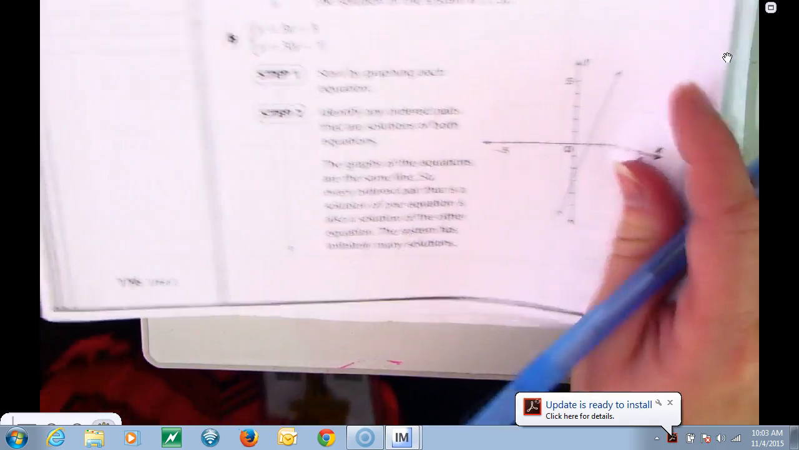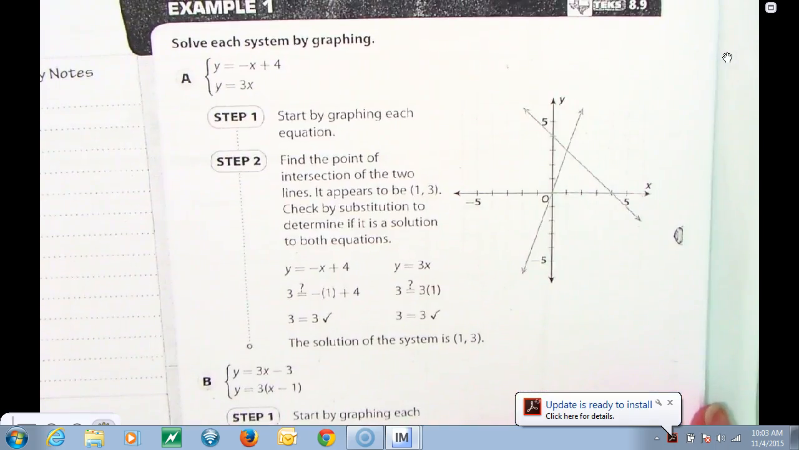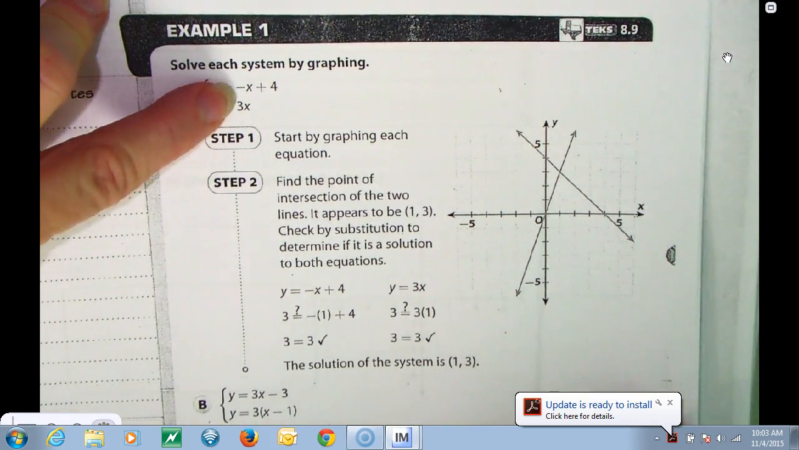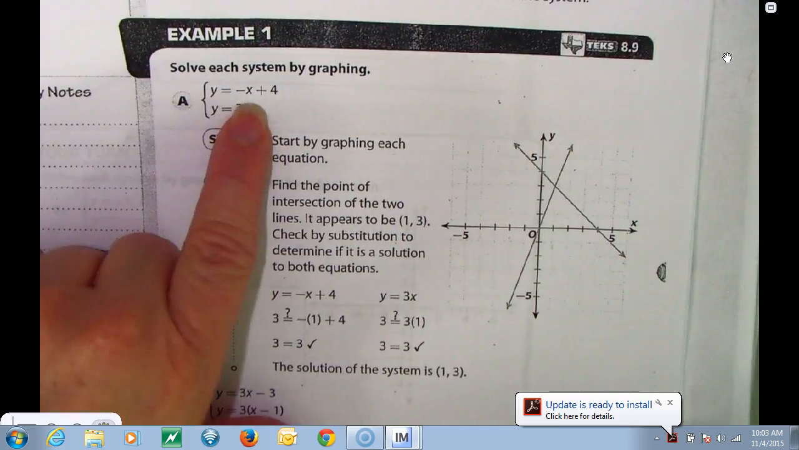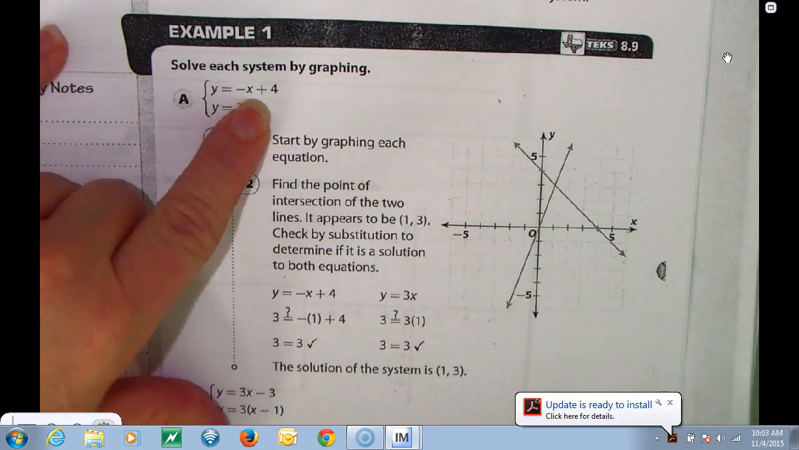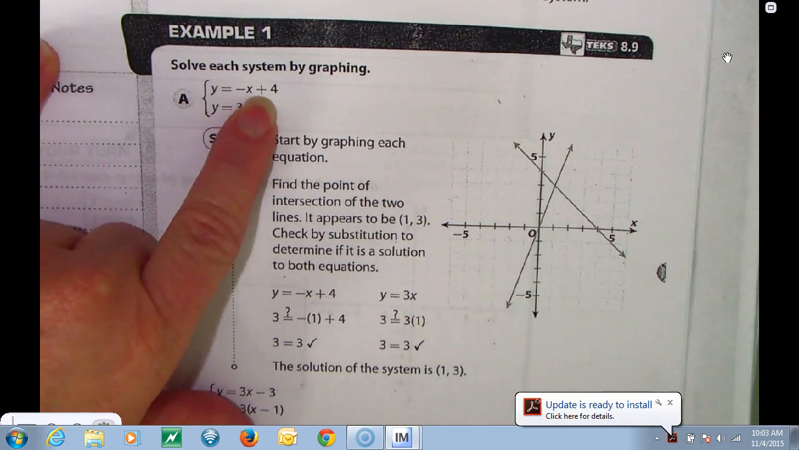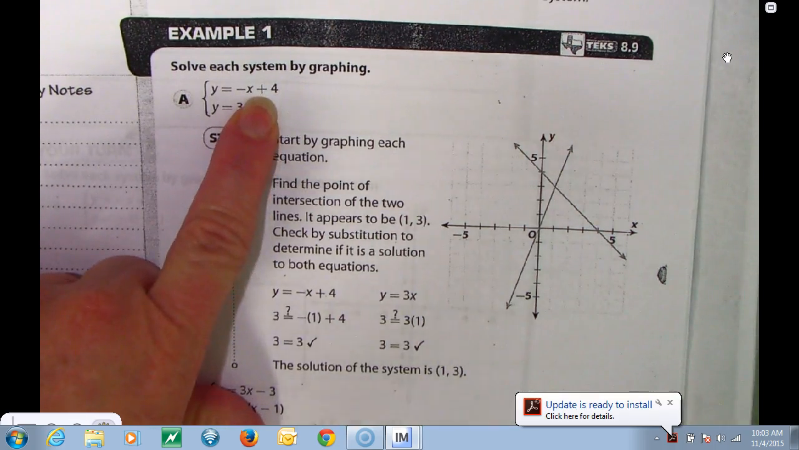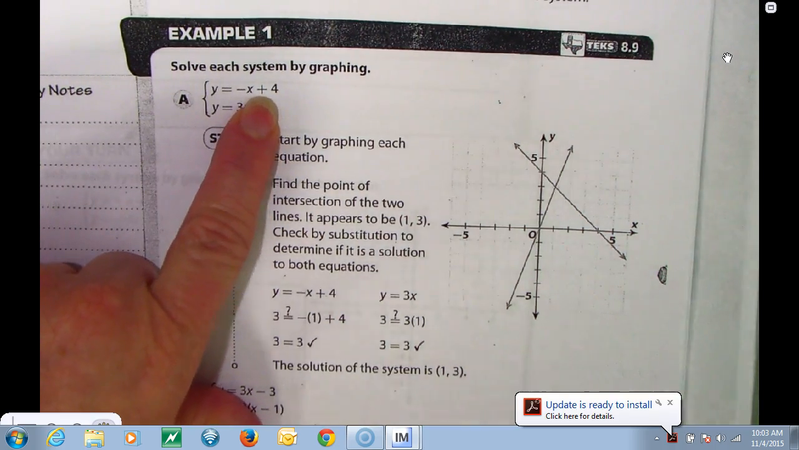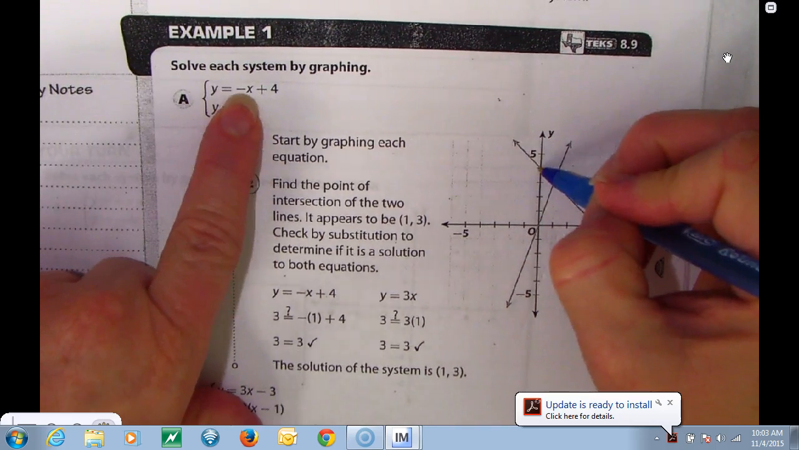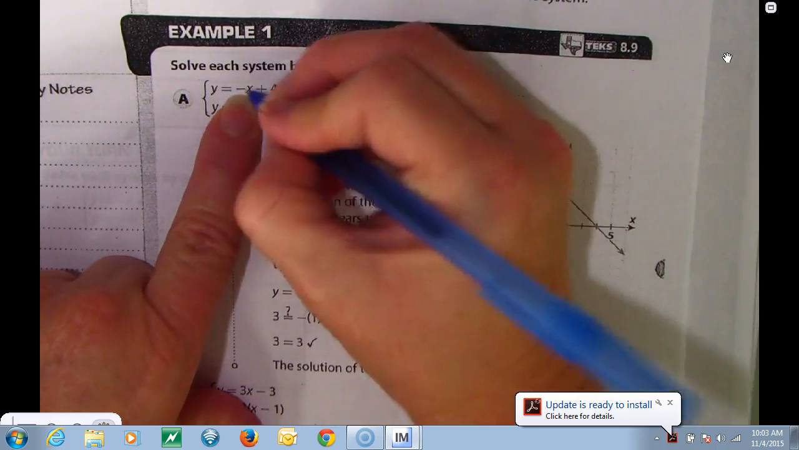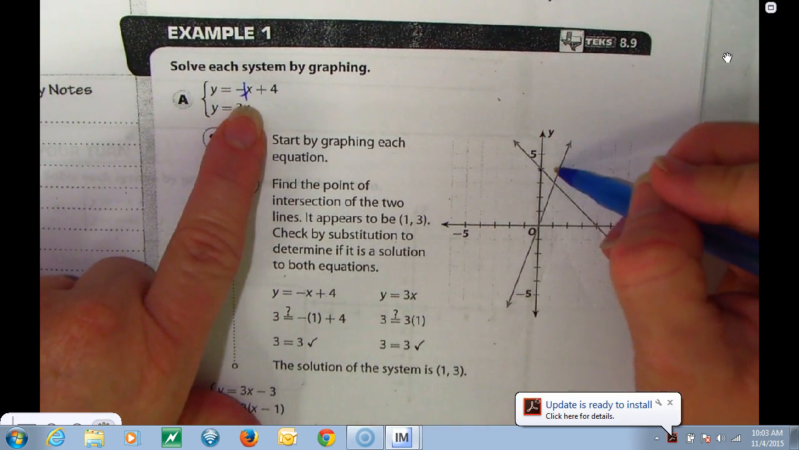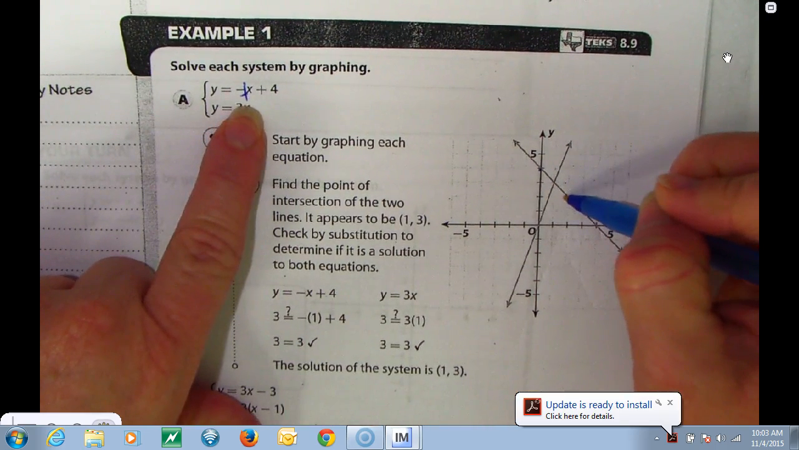Okay, turn the page. This one we don't have anything to do. They've already done it. We're just going to look at it real quick. Okay, on this one, what is the y-intercept? What is 4? Please look where I'm pointing. 4 is the y-intercept. So they started at 4. What is the slope? -1 over 1. So they ran 1, down 1, ran 1, down 1.